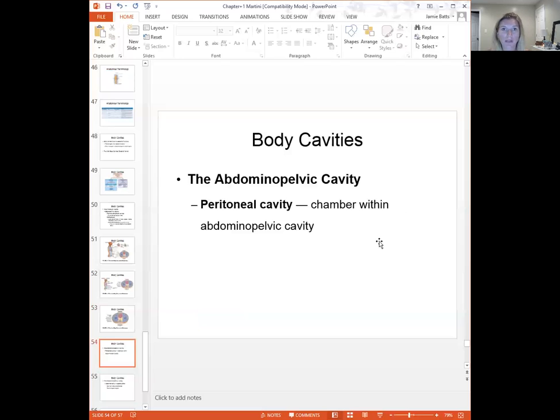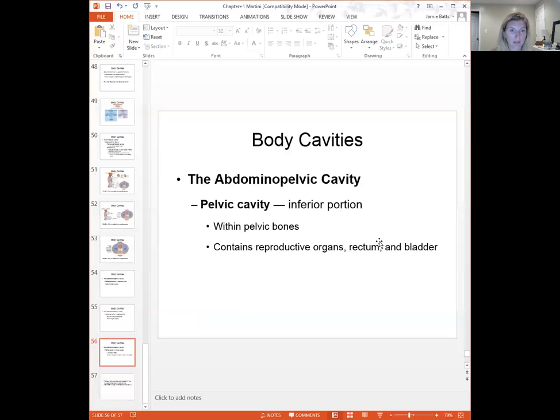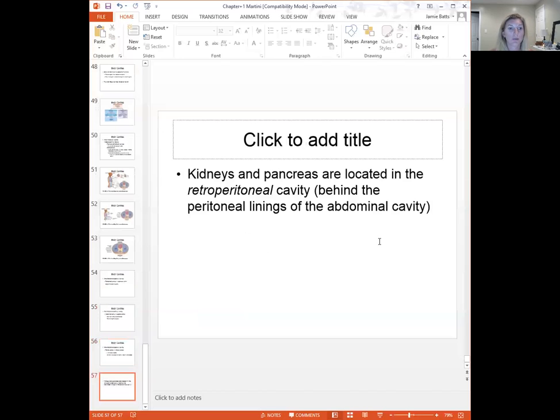We'll learn all about that next semester. The diaphragm is at the top of the abdominal cavity. The pelvic cavity is just the lower part of that abdominopelvic cavity. This is where our reproductive organs are, our bladder. And the kidneys and the pancreas are actually behind that peritoneal lining, behind our abdominal cavity. They're kind of isolated towards the back, and are called retroperitoneal. I think that might be our last slide.